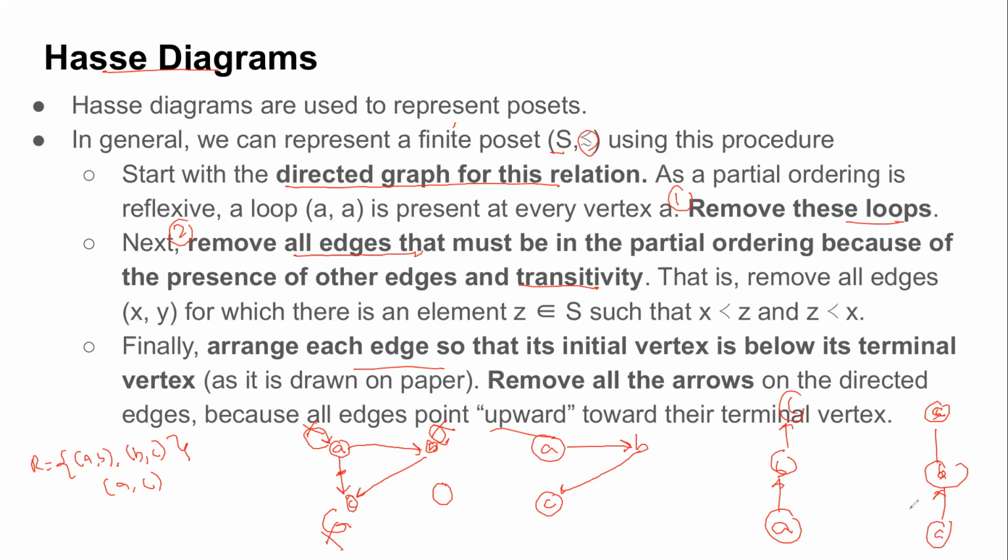So how do we create a Hasse diagram? We first take the directed graph of the relation. We remove the self loops. After that, we remove the transitive edges. And the last step is we arrange the edges so that all arrows are moving upwards, and then we remove the direction of the arrows, because it is always understood that in a Hasse diagram all edges are upwards.